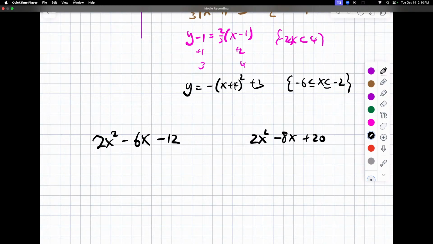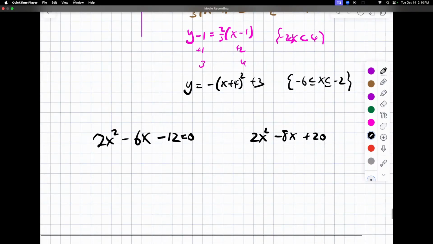So using the quadratic formula to find the solutions here. Do I have to always set it equal to 0? I can let you set it equal to 0 too. So, do you know how to use the quadratic formula? Do you have it memorized?